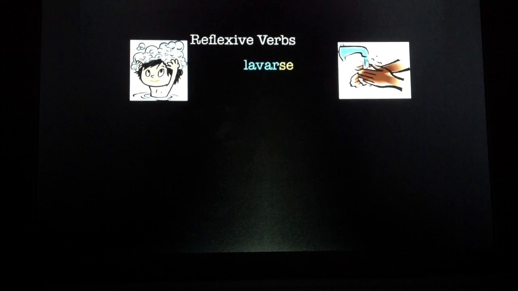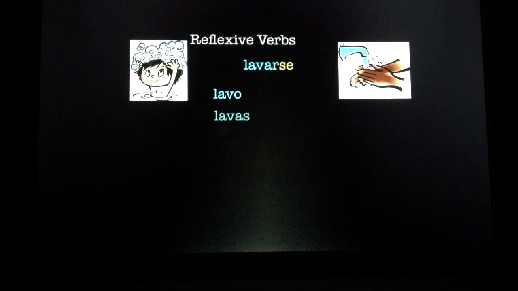Step 1, we still have to be able to conjugate that verb lavar. And we know how to conjugate lavar. We just put it in the yo form, the tú form, the él form, the nosotros form, and the ellos form. That hasn't changed. What's going to change is what we do with that little reflexive pronoun at the end. What you need to know is that reflexive pronoun does 2 things. Number 1, it's going to change slightly depending on who is doing the washing. Number 2, it's going to go in front of the conjugated verb. So let's take a look at this.